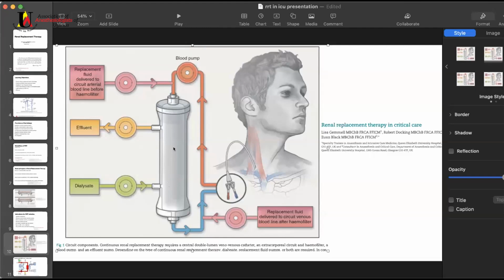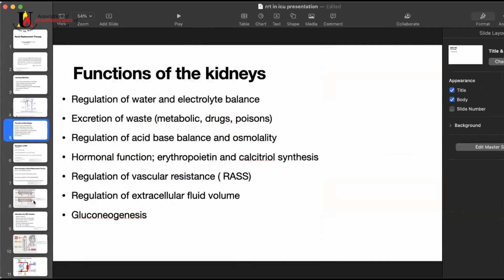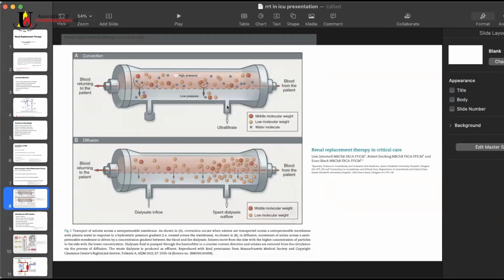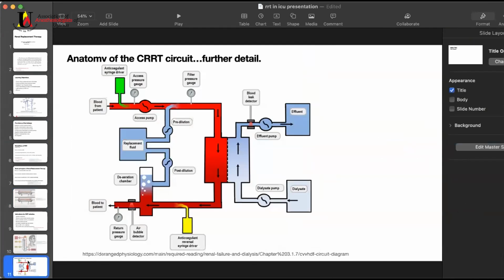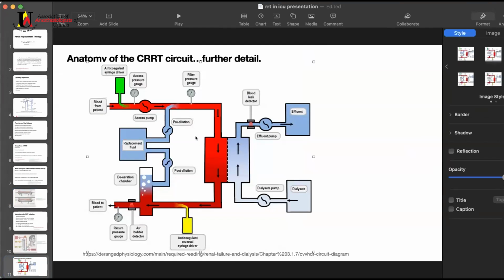Though sometimes, depending on the patient's condition and what your targets are, the dialysate fluid can be run concurrently. And then the effluent comes out. The effluent here is the sum of the ultrafiltrate and the spent dialysate, as we saw from that diagram. So this tries to go a bit further into what's going on, but I don't know if you're interested in that.